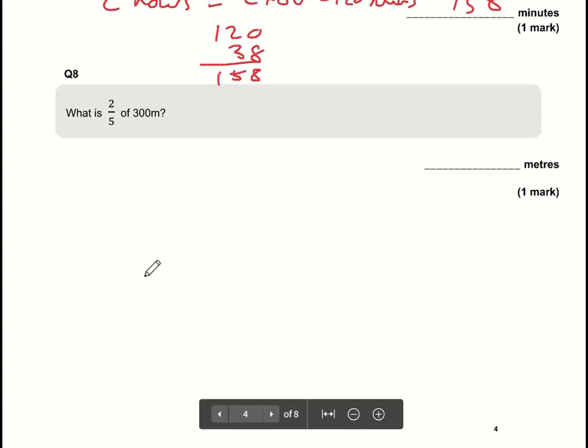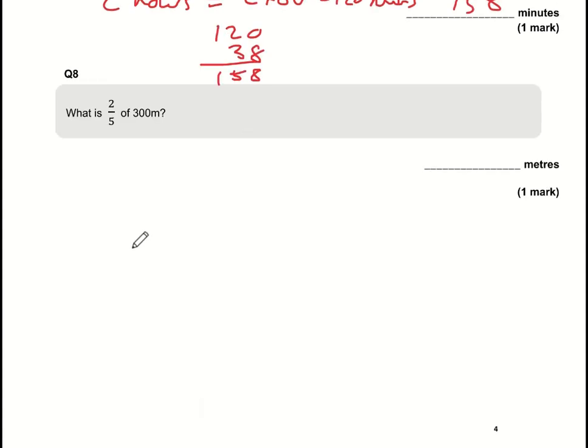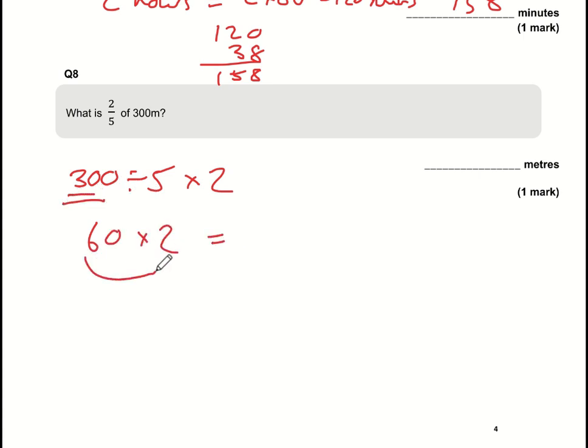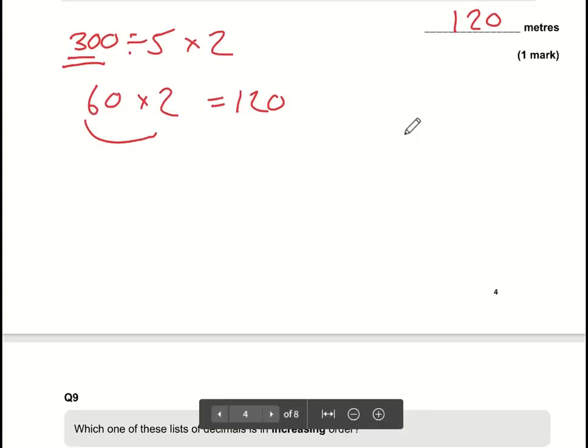Question number 8, 2/5 of 300. So here we're working out a fraction of a total. So we take our total, we divide by the number on the bottom, and we multiply by the number on the top. So what is 300 divided by 5? Well, 30 divided by 5 is 6. So 300 divided by 5 is 60. 60 times 2, 6 times 2 is 12. Put the 0 back in, so that is 120 metres.